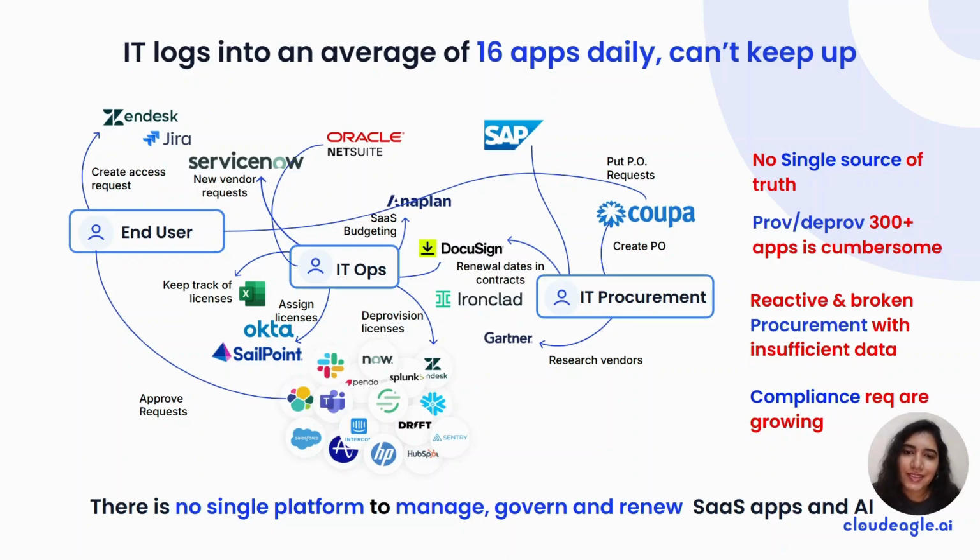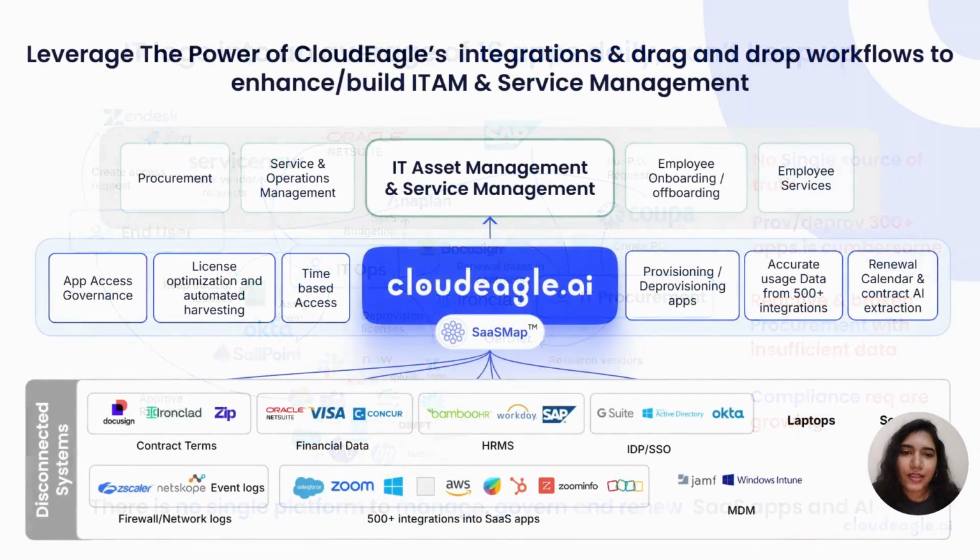At CloudEagle, this is exactly what we help teams solve. We give IT, procurement, and security teams clear visibility into Adobe usage, along with automation to manage licenses proactively instead of scrambling at renewal time.